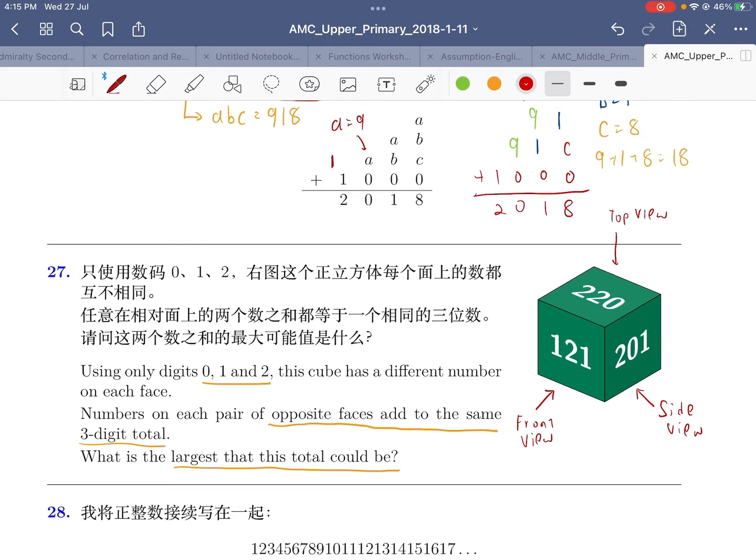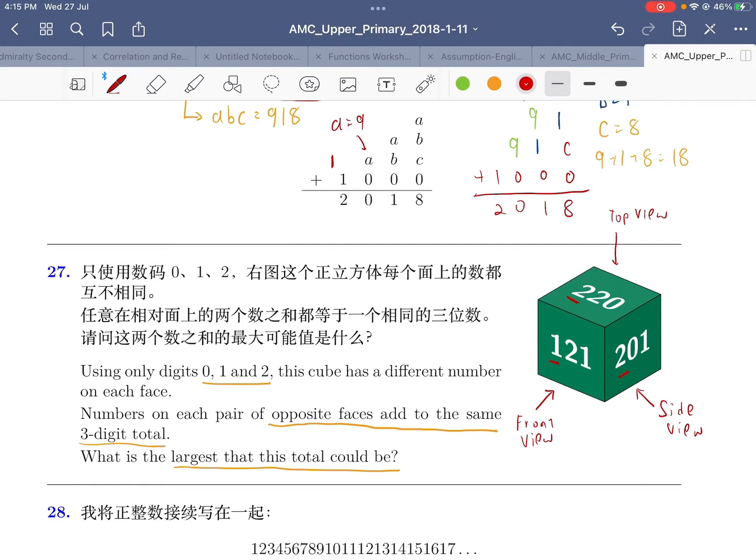Now in this case, you must remember that all the pairs of opposite sides are going to form the same number. That is a very crucial hint that we require. Now let's take a look. Let's start off with the hundreds place, alright? We notice that in the hundreds place, we have 2, we have 1, we have 2 as well.